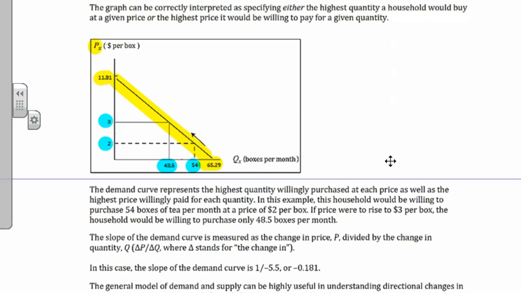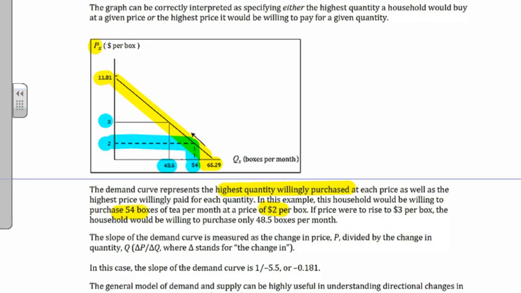Let's just try and get a bit of understanding behind the demand curve. It's the highest quantity willingly purchased at each price, for that particular quantity. Let's have a look over here. The household will be prepared to purchase 54 boxes of tea at a price of $2. Everybody comfortable with that? Read the graph: at $2, we'll purchase 54 boxes of tea.